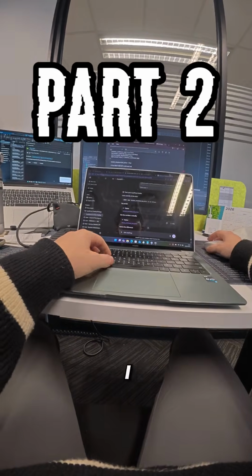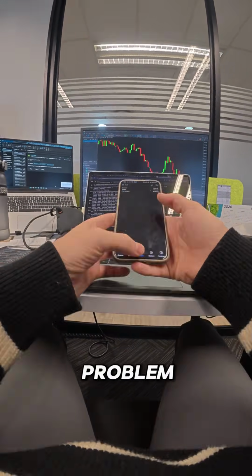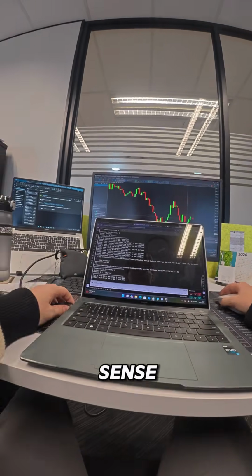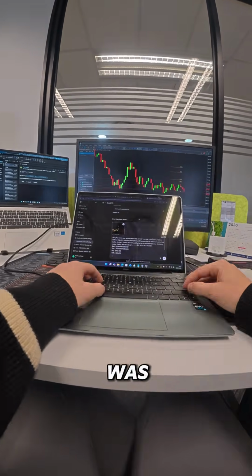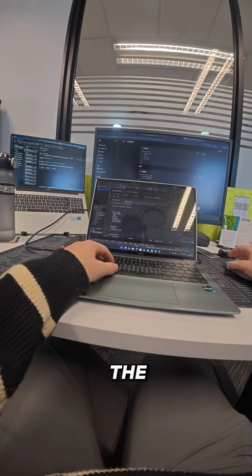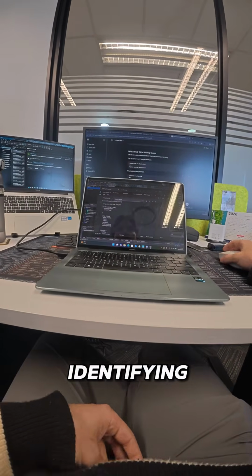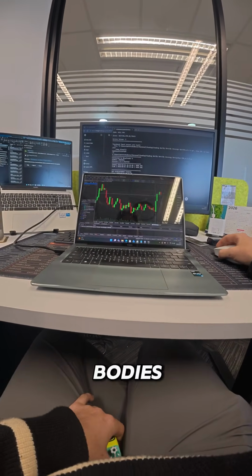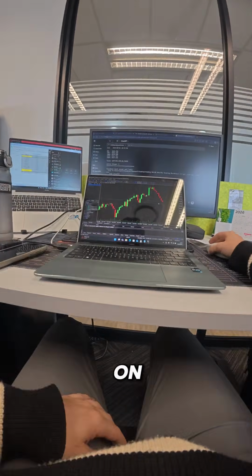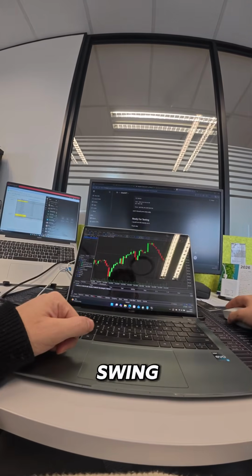So at this point, I was running into a pretty big problem. The bot was placing trades, but the logic was just not making any sense. When I compared what the bot was seeing to what I was seeing on the charts, something was clearly wrong. One of the biggest issues was that it was identifying highs and lows using candle bodies instead of wicks. For my strategy, that's a major problem because everything depends on accurate swing highs and swing lows.